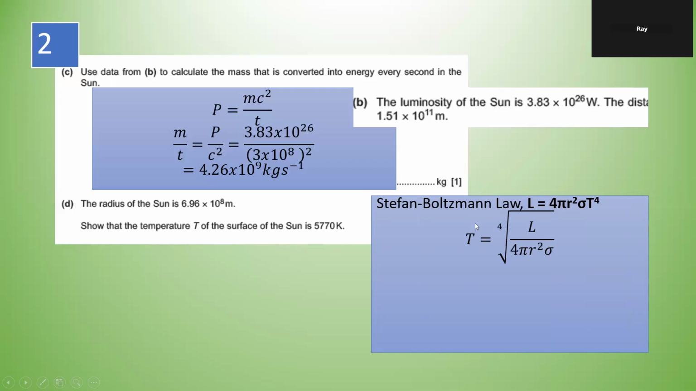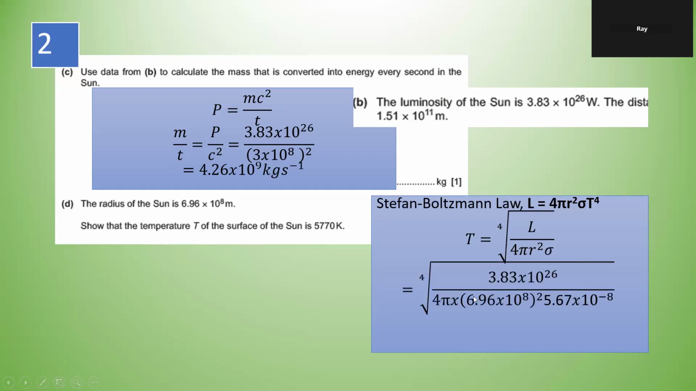Find the temperature. Show that the temperature of the surface of the sun is that. So that's what we are supposed to do. Find the temperature. Right? Root 4, root to the power 4. Put in your value. Right? That's your L. 4 pi R, that's your R squared. And we get from the formula sheet, sigma.